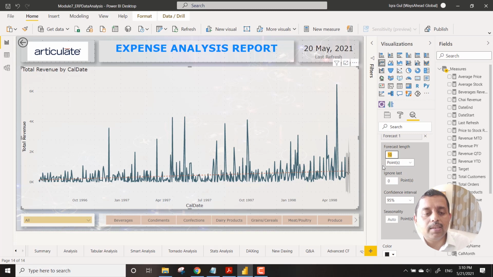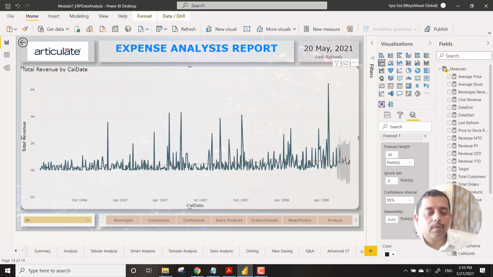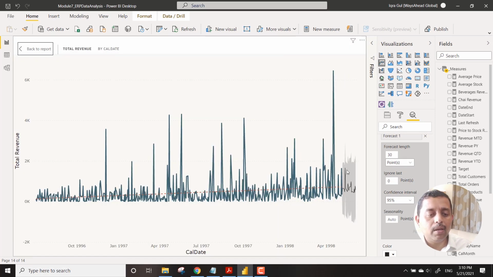If you increase this, the more you increase, you can see this is how it will keep on growing. If you make it bigger, you can see that it was able to understand that there might be some spikes coming up, based on the last spikes that it found in the last 2-3 years. Bear in mind that this data is not complete.